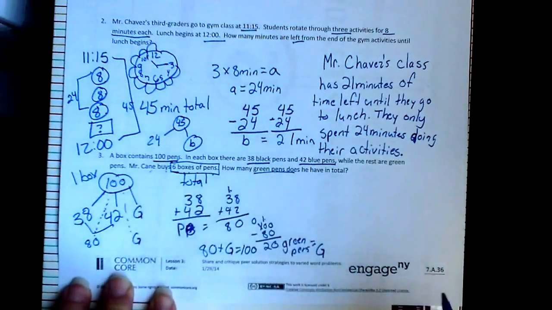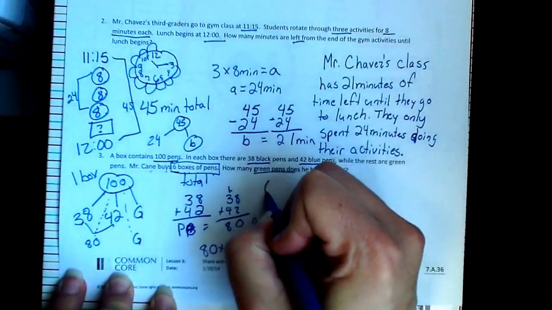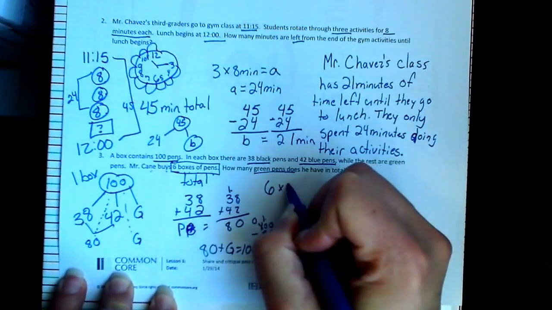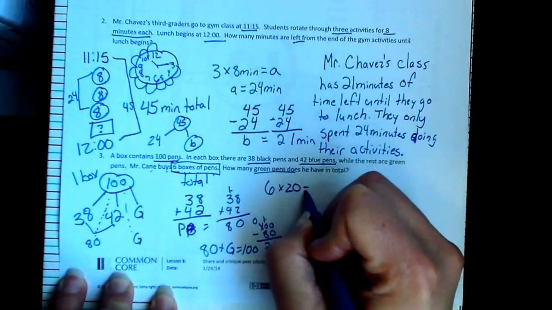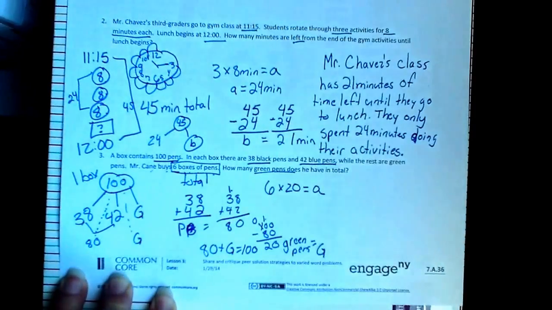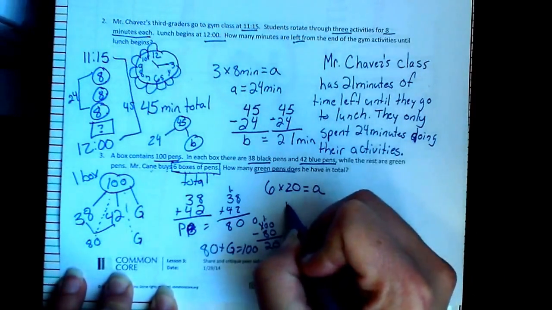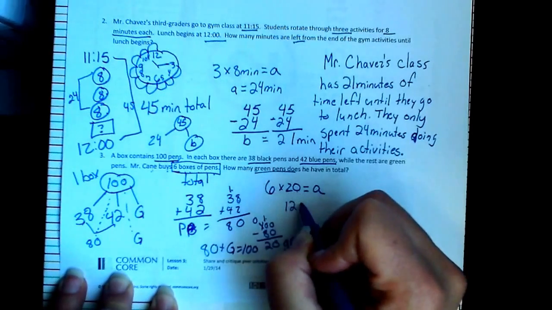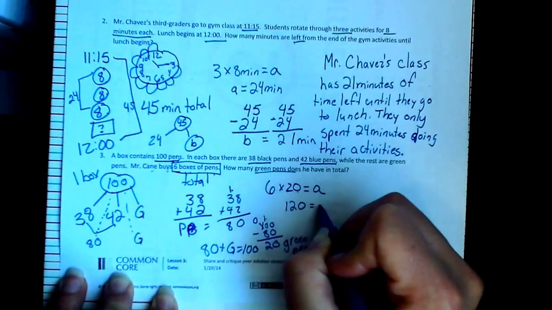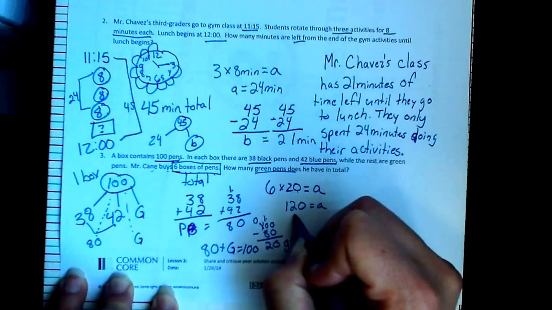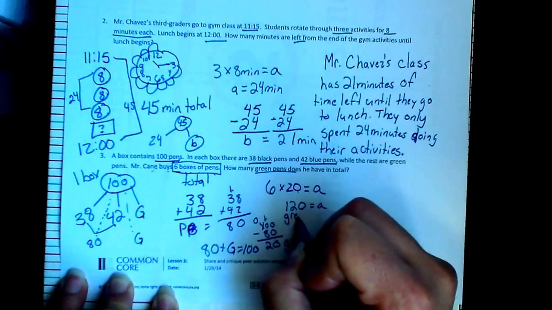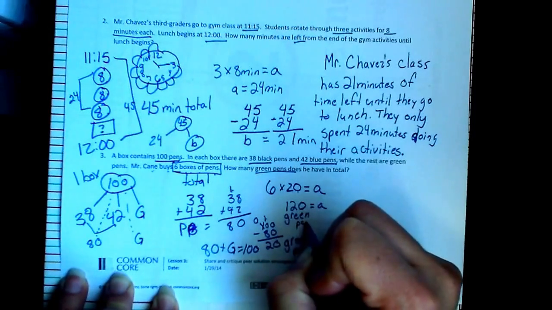I have 6 boxes. So I have 6 groups of 20 green pens, which is going to get me my answer. So 6 times 2 is 12, but I want 6 times 20, so add your 0, and that'll equal A. You have 120, oops, I forgot to leave space for my label, green pens.